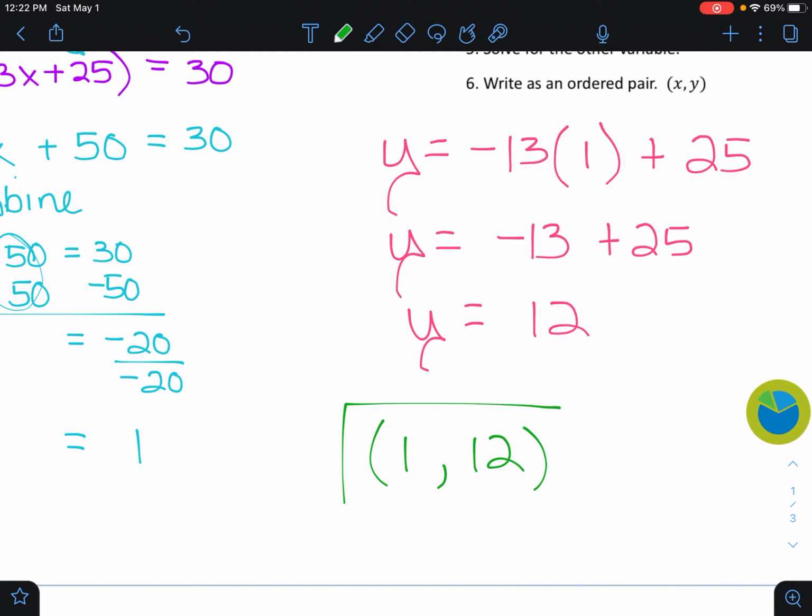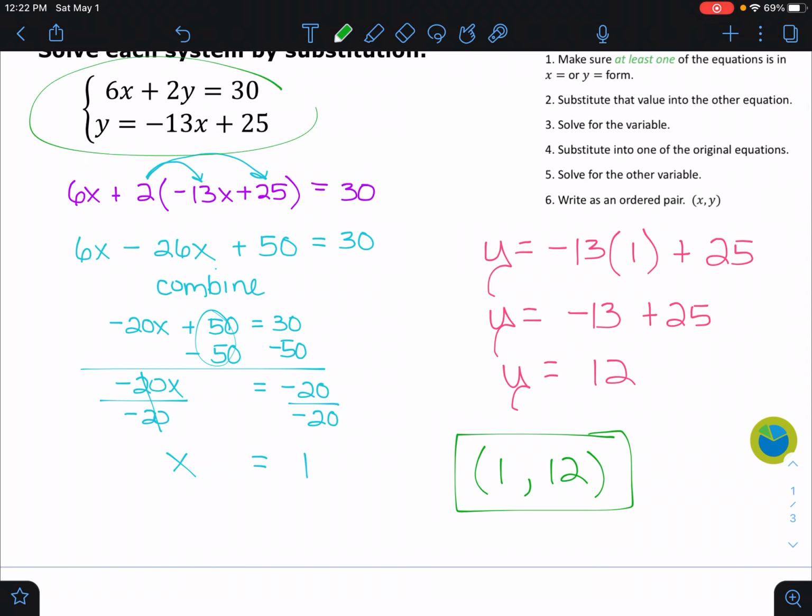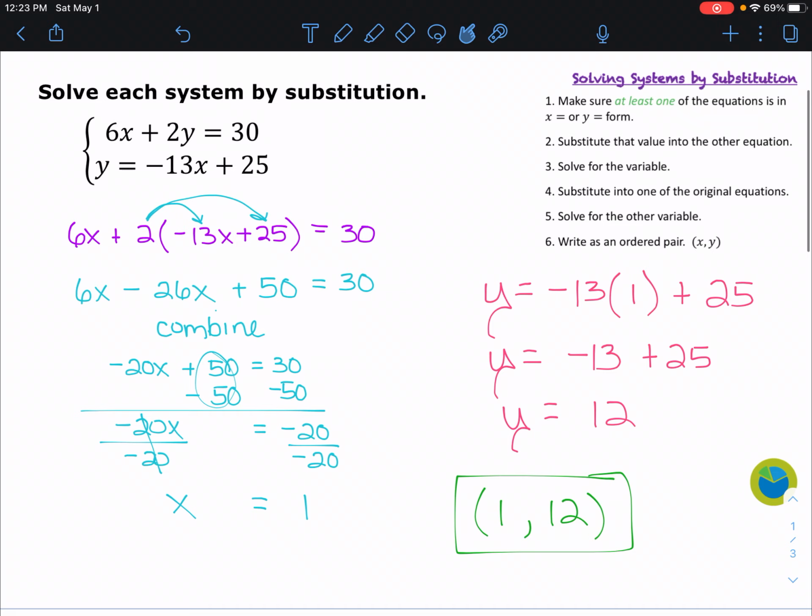So this is where these two lines up here cross at this point right here, 1, 12. That's where they would intersect. That's what that means. We've solved that algebraically. And again, that's how you solve by substitution. If you need more examples, go back and look at the previous lesson. We have a little bit longer explanation of things.